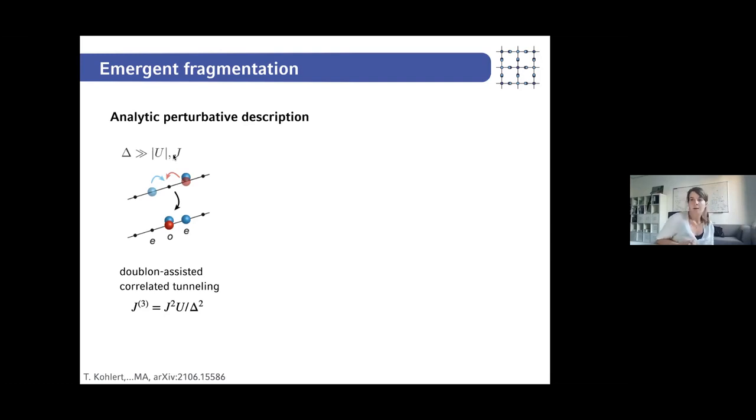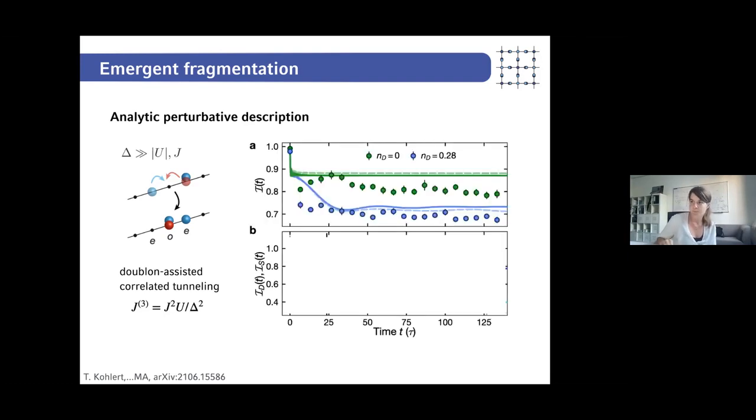interaction energy U. However, if you have doublons in the initial state, this process is resonant. So in order to see how well the description of this analytic Hamiltonian actually works, we compared initial states with different doublon fractions, because initial states with doublons should show much faster dynamics as compared to singlon initial states. And the amplitude is given here. So this amplitude for the correlated tunneling is J squared U over delta squared. And this is what you see here. So the green curve is an initial charge density wave with singlons only, and the blue one with a doublon fraction of 28%.